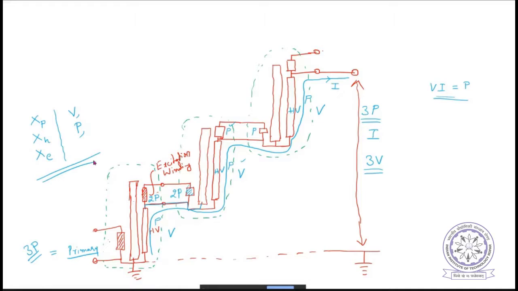Total reactance. Let us see. Here you can see clearly that three HV windings are in series, right? Ideally you may think that, simply, 3 times XP plus XH plus XE may be the total reactance. 14 times XH plus XP plus XE.